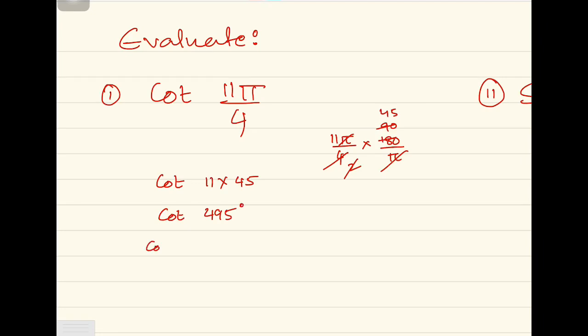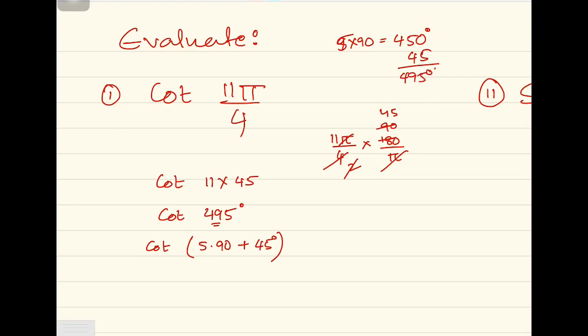So how would you do it? Now convert this to multiples of 90. 495 divided by 90, the closest one would be 5. So 5 into 90 plus 45 degrees, isn't it? Because 5 into 90 would give me 450 degrees. If you add 45 degrees, you are going to get 495 degrees, correct?